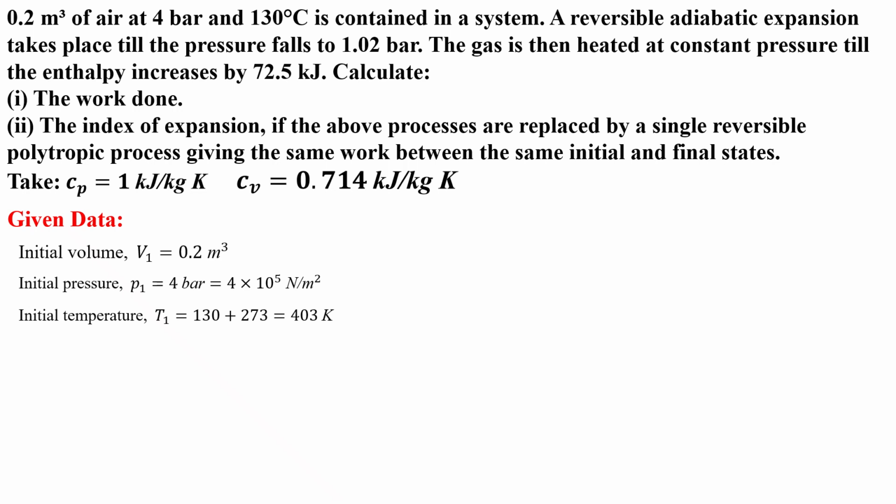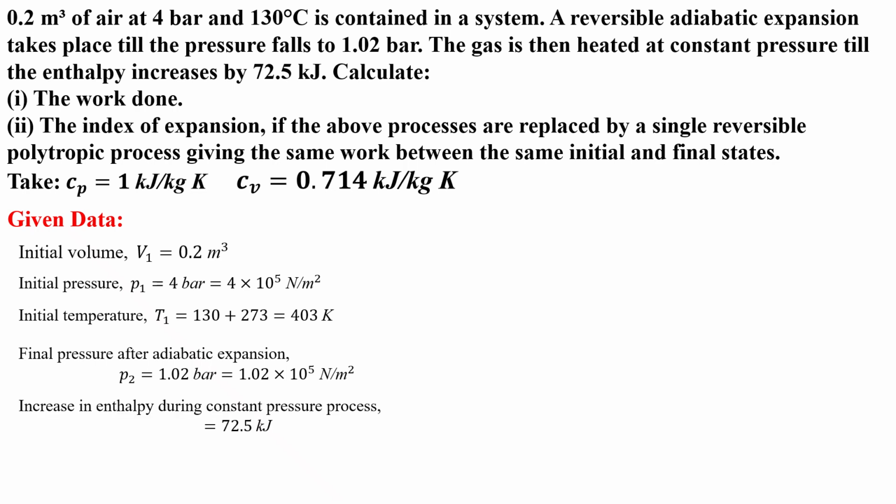So in the expansion, obviously pressure will be reduced. Then P2, the final pressure, is given as 1.02 bar. So final pressure after the adiabatic expansion, let's consider P2 equal to 1.02 bar, which is equal to 1.02 into 10 to the power 5 Newton per meter square. And also given, the heat is added at a constant pressure till the enthalpy increases by 72.5 kilojoule. So it is given the increase in enthalpy during the constant pressure process, which is equal to 72.5 kilojoule.